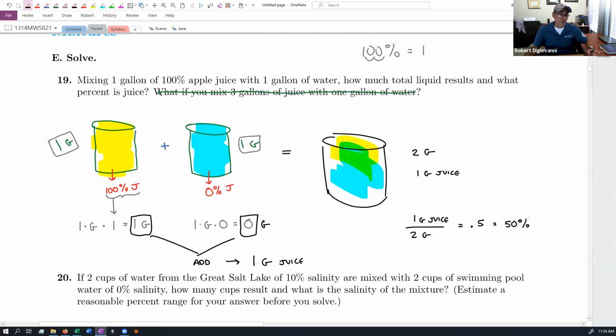Now, I just went through that first one. I'm going to do another one, okay? And then maybe if we do a few of these, you'll start to see how this works, okay? I'm going to skip this second part for now, and I'm just going to make up my own problem.